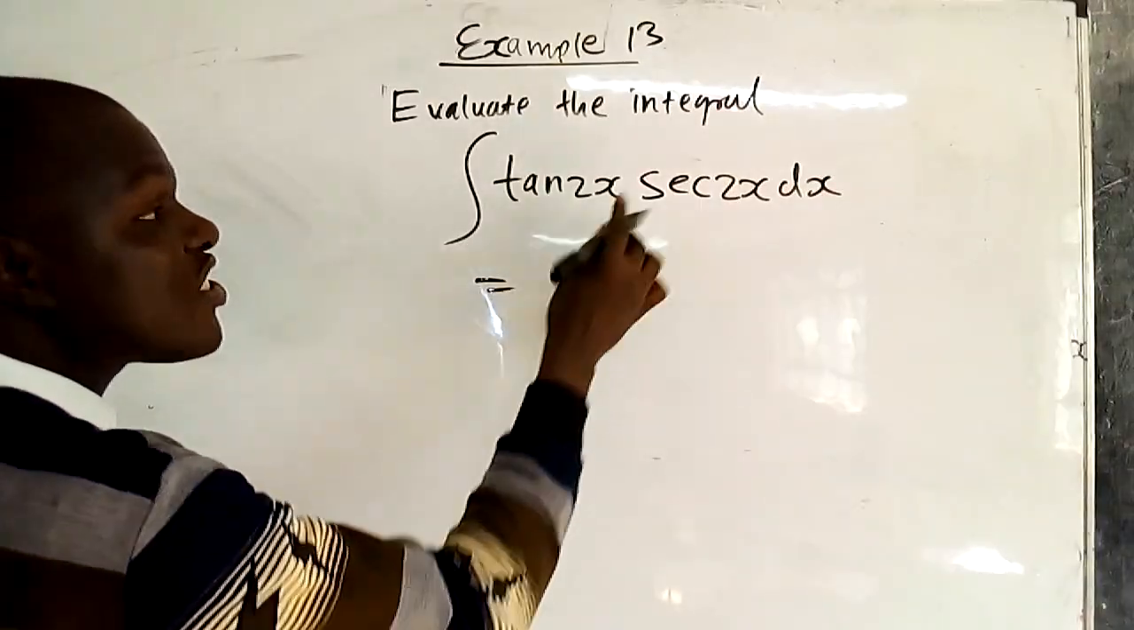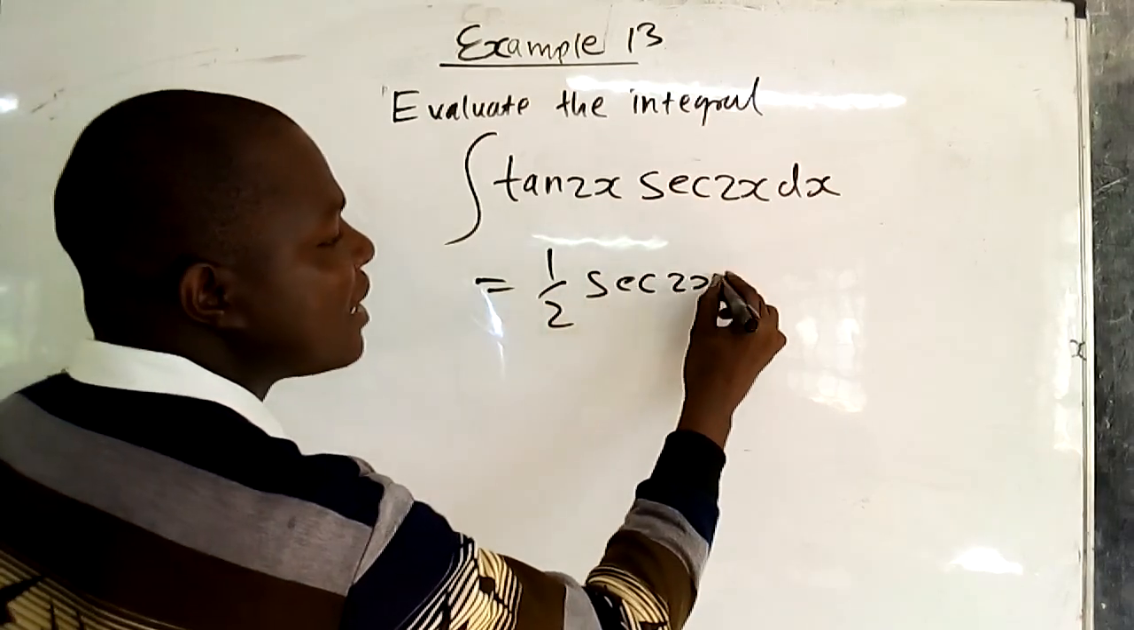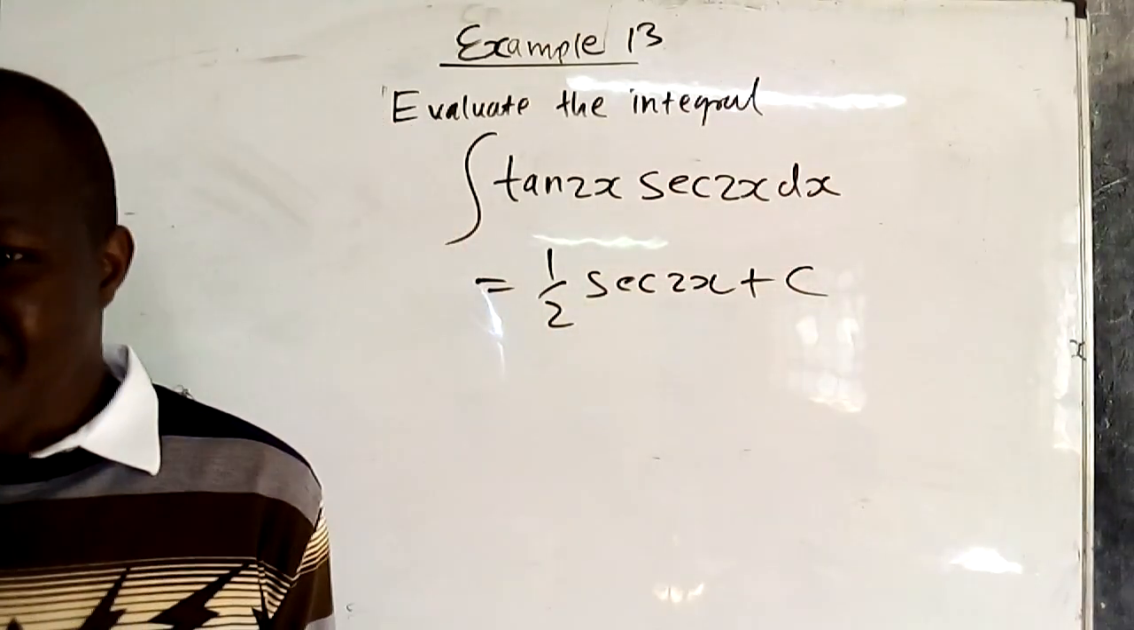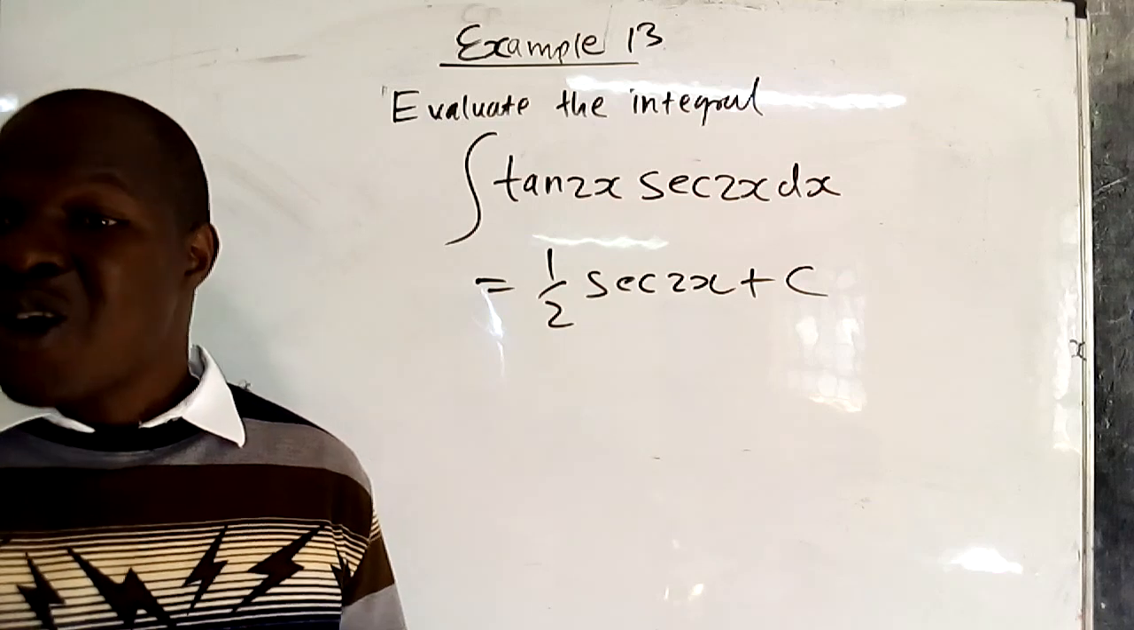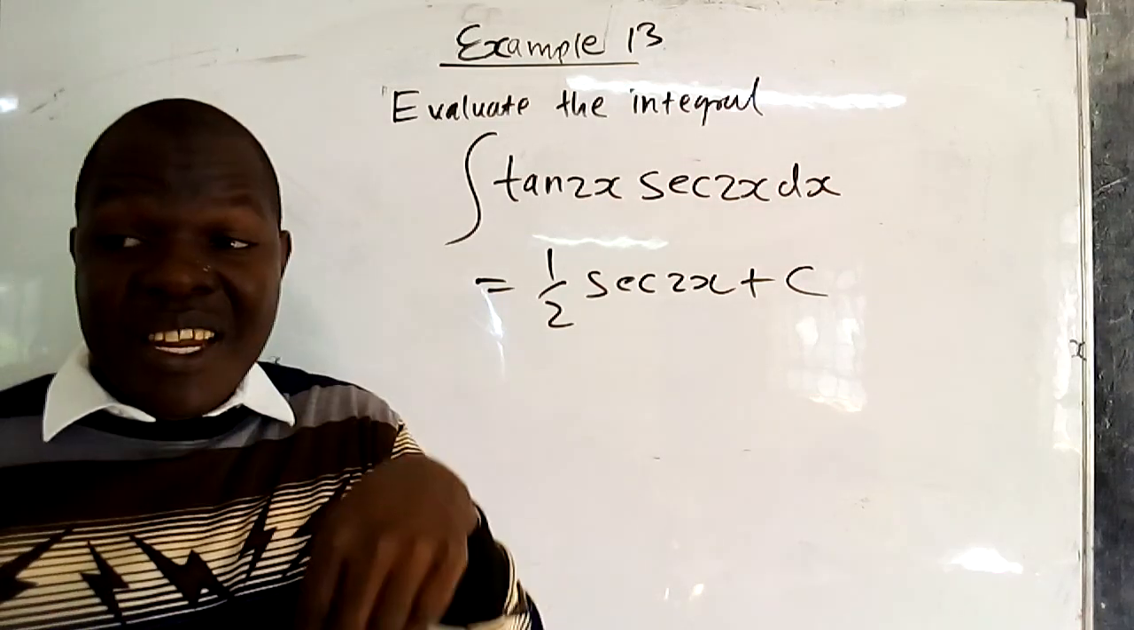You know the answer is what? This is a standard integral, isn't it? The answer is a half sec 2x plus c, because it is a standard integral alongside algebraic substitution. Meaning when you are integrating, you divide by the derivative within a function.